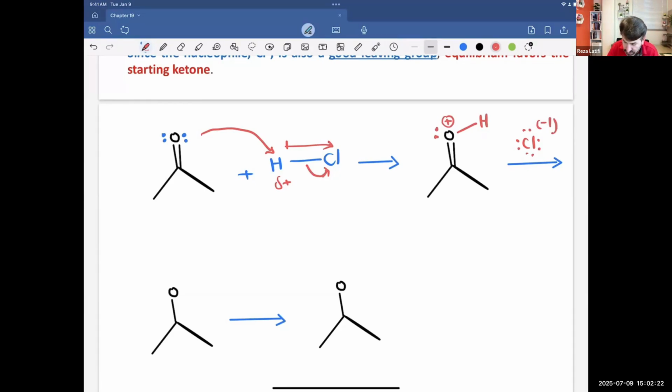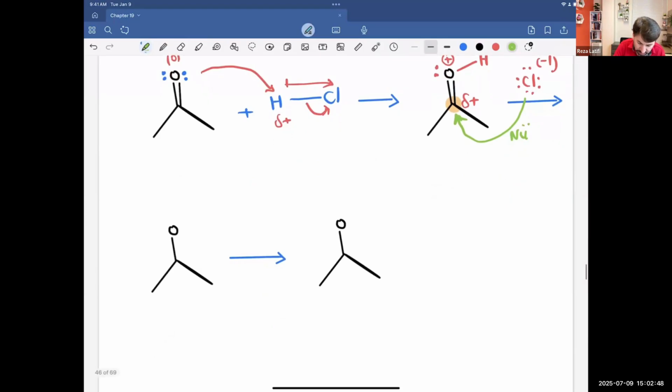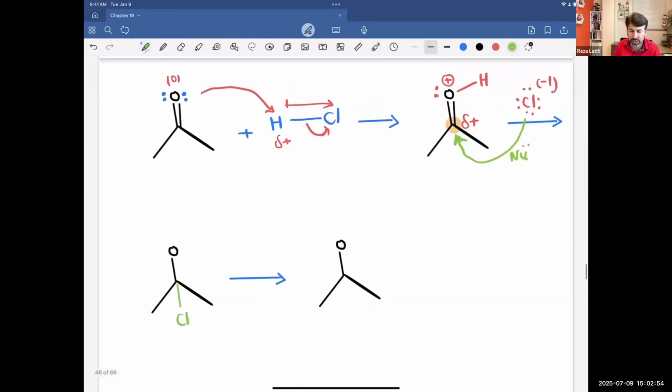And if you look at oxygen, it used to be neutral. Now it has a positive charge. And because it has a positive charge, the partial positive charge on the carbon, the electrophilic center, is going to get exaggerated. Now we can have addition of the nucleophile to the electrophilic center. So that's going to be our nucleophile. And now if we add the chloride to it, we get this. We get the chloride attached to carbon there.